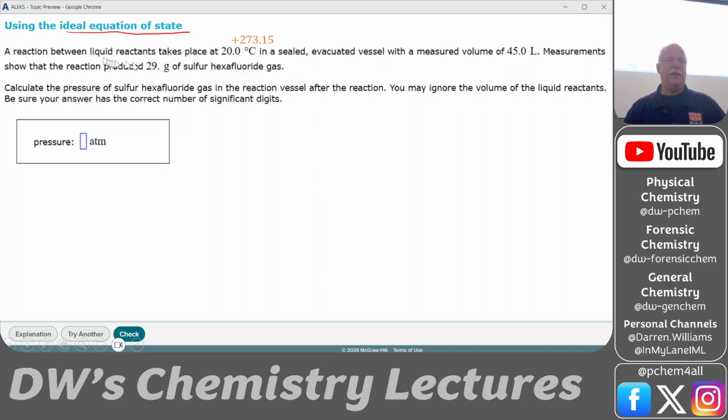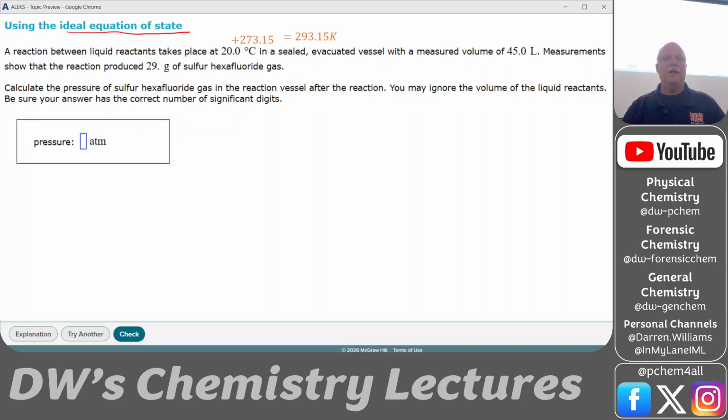So a reaction between liquid reactants takes place at 20 degrees C in a sealed, evacuated vessel. So it's a sealed vessel and it's evacuated, so any gas above this is going to be from the reaction. It has a measured volume of 45 liters, and the measurements show that this reaction produced 29 grams of sulfur hexafluoride gas. Calculate the pressure of sulfur hexafluoride gas in this reaction vessel, and ignore the volume of the liquid reactants.